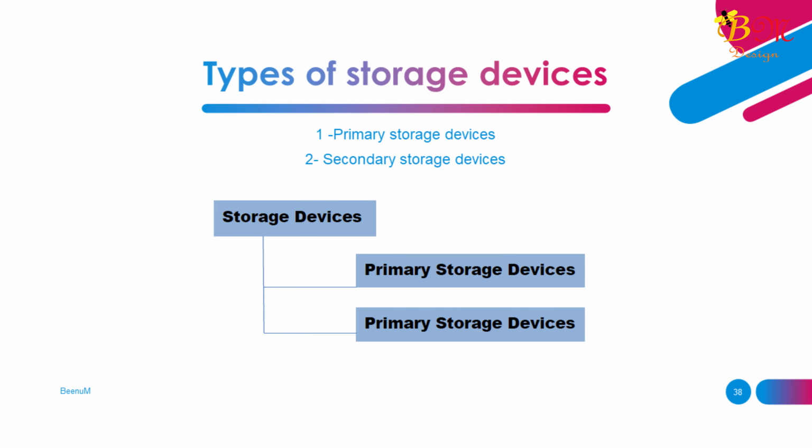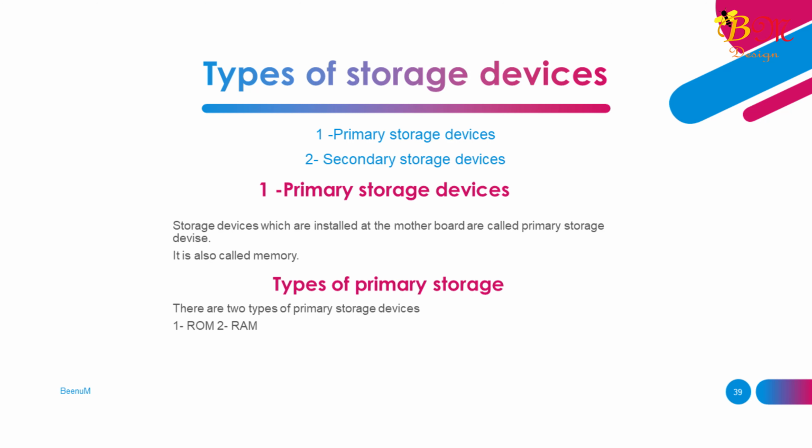Types of storage devices: 1. Primary storage devices. 2. Secondary storage devices. 1. Primary storage devices. Storage devices which are installed on the motherboard are called primary storage devices. It is also called memory.